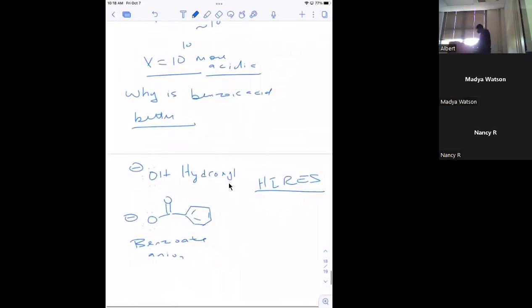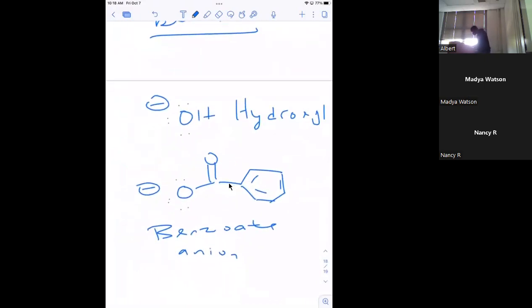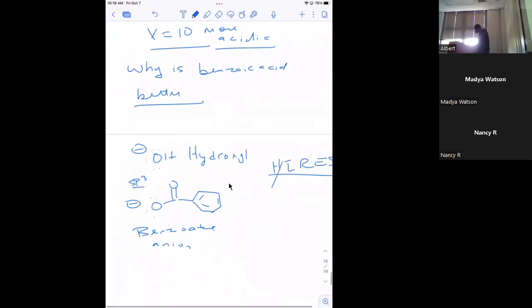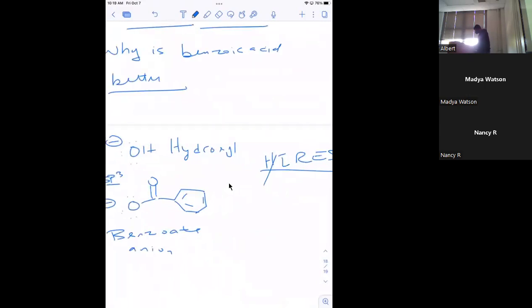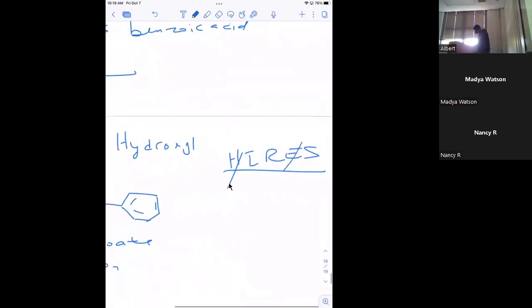In each case, both oxygens are sp3 hybridized, so that's not an advantage. Both have the same electronegativity, same size. Anybody not following that on Zoom?